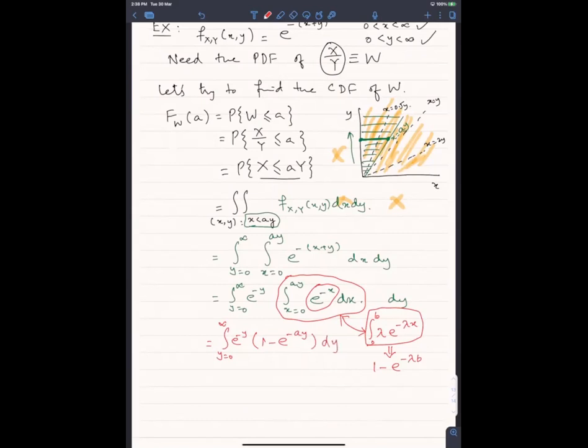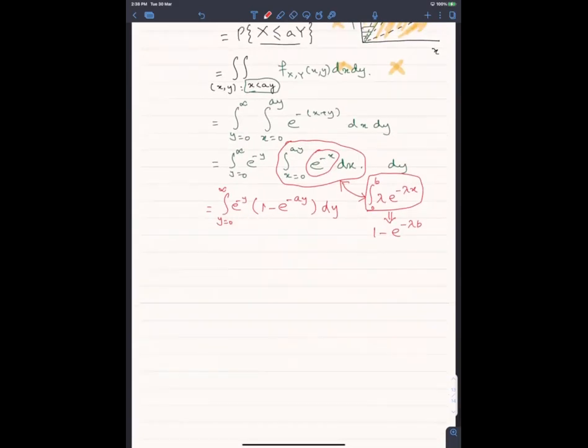Okay? Now let me show you one more trick. And that trick is that I can split this integral. y going from 0 to infinity of e to the minus y dy, minus the integral y going from 0 to infinity of e to the minus (a plus 1) y dy. A is a constant, remember. Now, the first integral, its answer, answers in the chat window. What is this guy? This is an exponential distribution integrated from 0 to infinity with lambda 1.